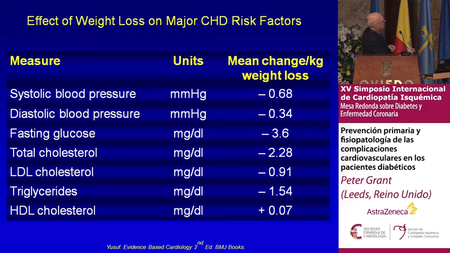But we do know that if you lose weight, here's the mean change in risk factors per kilogram of weight loss. So if you were to lose 10 kilograms in weight, you would get a fall in systolic blood pressure on average of 6.8, and a fall in diastolic blood pressure of 3.4 millimeters of mercury. It has beneficial effects on glucose, total cholesterol, LDL, HDL, etc. So weight loss does work, but unfortunately, generally, if it's done just through diet and exercise, it isn't maintained for prolonged periods of time.